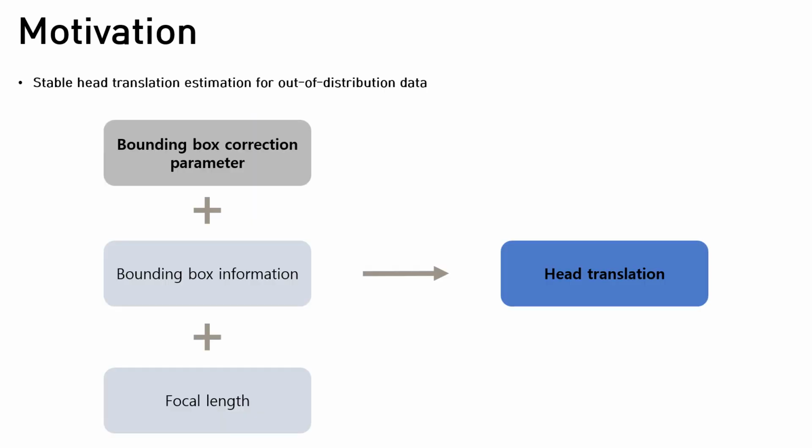To reliably infer on out-of-distribution data, TRG does not directly estimate the head translation. Instead, it estimates a bounding box correction parameter. The bounding box correction parameter is combined with the head bounding box information and focal length to compute the head translation.